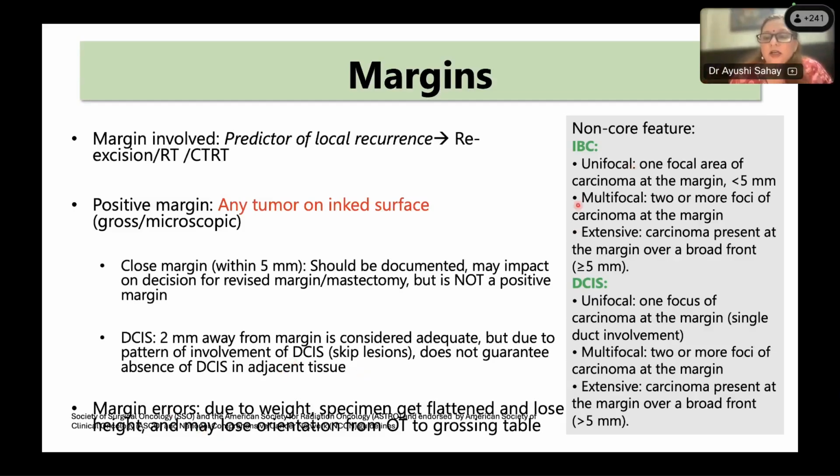Now, another non-core feature that can be included in the reporting is whether the involvement of the margin is unifocal, multifocal, or extensive. There are some definitions given in the ICCR dataset of what is unifocal and multifocal. You can go through that, but it is basically whether the tumor is just about reaching the margin, is it unifocal, or there are multiple foci, or the tumor is involving the margin along a wide distance of more than 5 mm. So these are additional parameters that are non-core but can be added to the report.